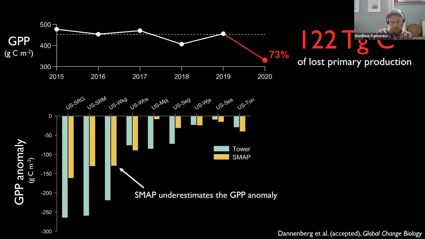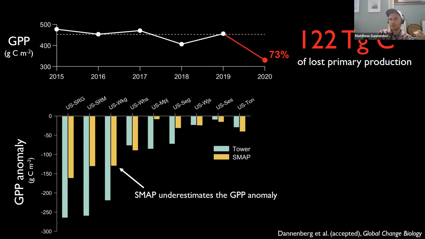And even that amount, that 120 teragram amount, is probably underestimated. This bar graph is showing a comparison between what SMAP thinks the loss of primary production was to what the 9 Ameriflux towers say the anomaly should have been. And you can see that in most cases, SMAP significantly underestimates the magnitude of that anomaly.